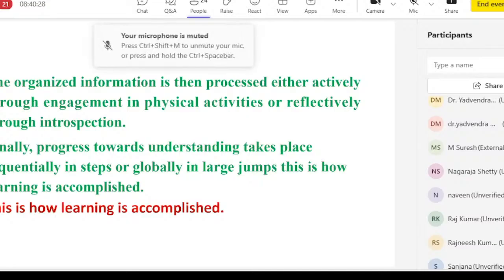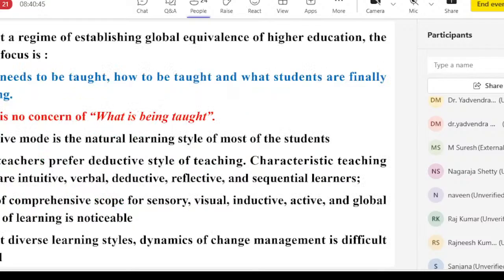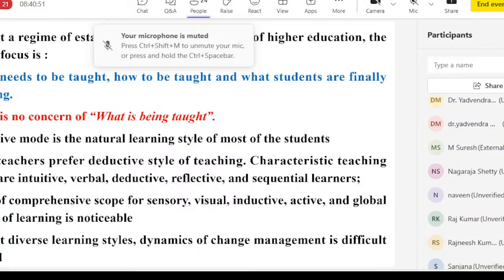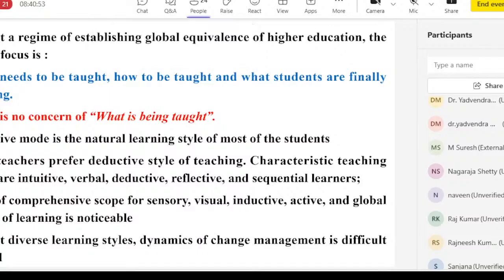Finally, the progress towards understanding takes place sequentially, in steps, or globally in large jumps. So this is the technique of learning. That is the inherent science in learning. I have already told you there is no concern of what is being taught. The only concern is what is being learned. I have already told you.